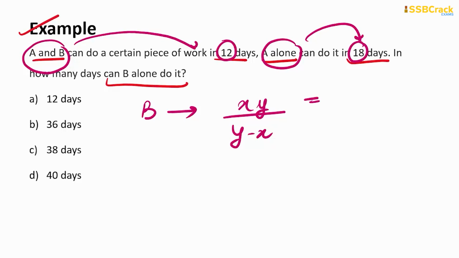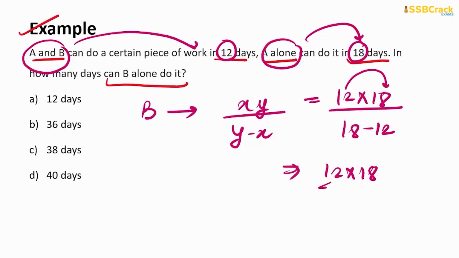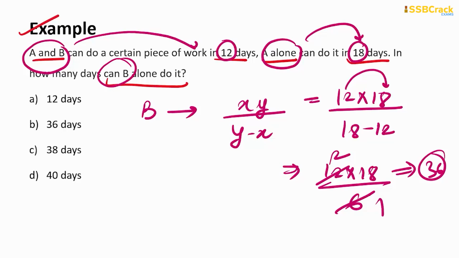So here it will be 12 into 18 divided by, here we have to subtract the smaller quantity from the bigger one. So it will be 18 minus 12, right? So it will be 12 into 18 divided by 6. 6 ones are 6, 6 twos are 12 and 18 twos are 36. So B alone will complete the same work in 36 days, right? So I hope this formula is also clear to you. Now moving upon to the next formula.